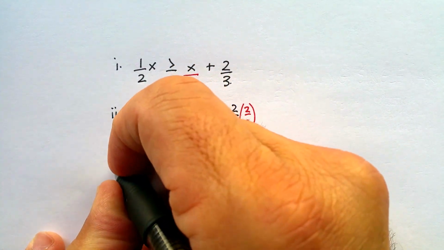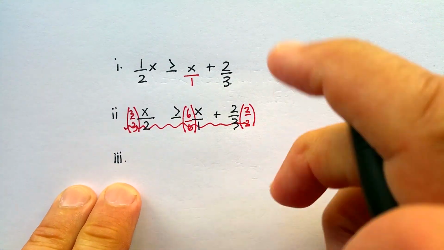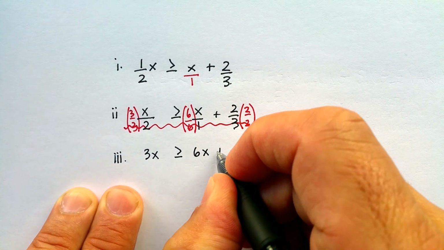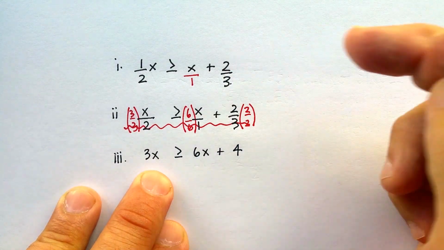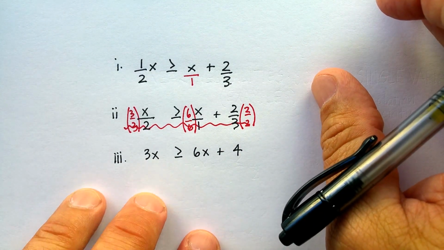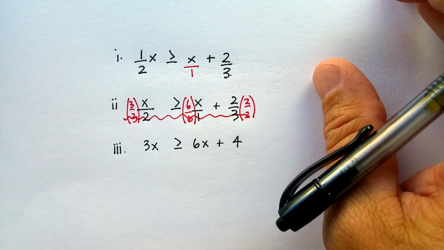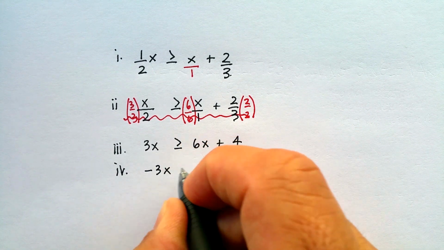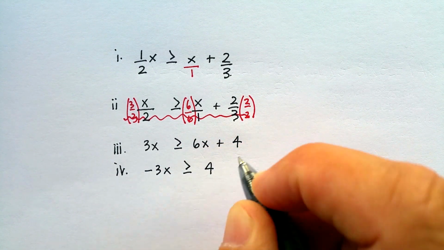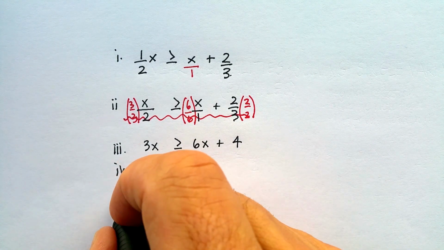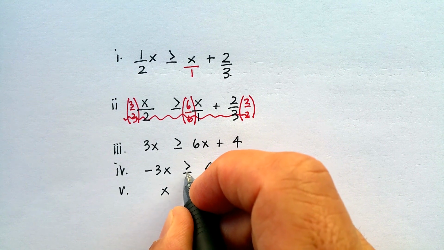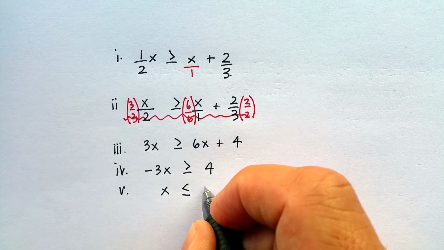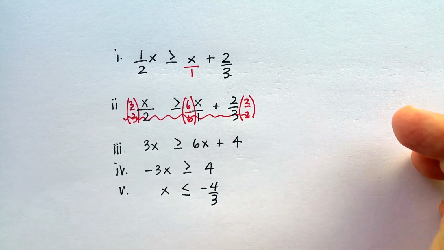And now let's just go ahead and rewrite the numerators. I have 3x is greater than or equal to 6x plus 4. And again, whole numbers just seem to be a little bit easier to deal with than fractions. Let's get all the x's on the same side. I'm going to subtract 6x from both sides. That's going to give me -3x is greater than or equal to 4. I'm going to divide by -3. That's going to give me x. And again, remember, when you divide by a negative, you have to flip the direction of the sign. Is less than or equal to -4 over 3.